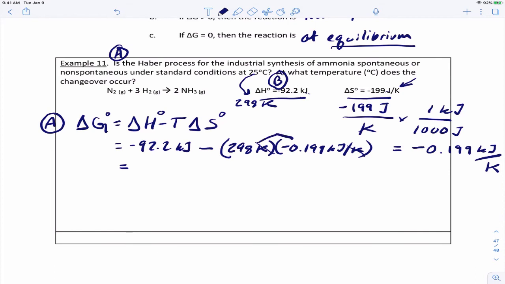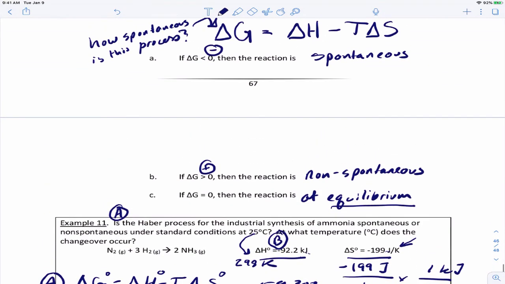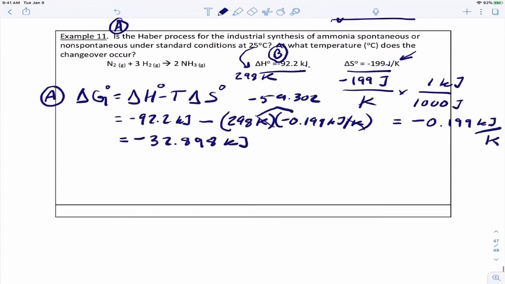So if you take 298 times negative 0.199, that value comes out to be negative 59.302. So negative 92.2 minus a negative 59.302, so we're basically adding it, plus 59.302, that should give us a value of negative 32.898 kilojoules.